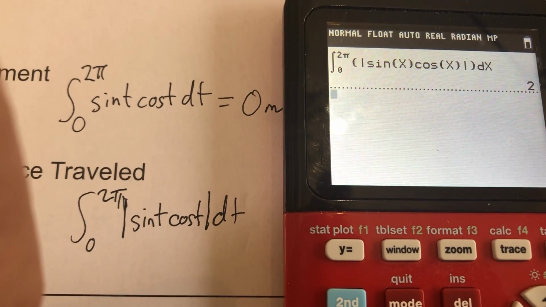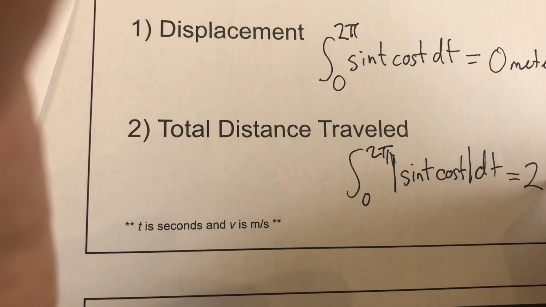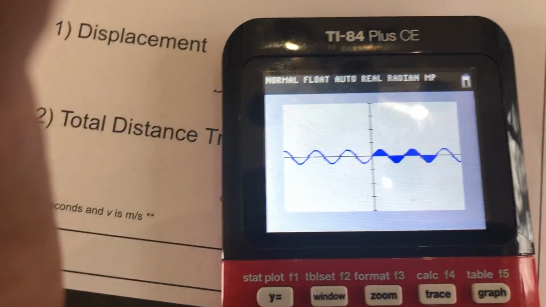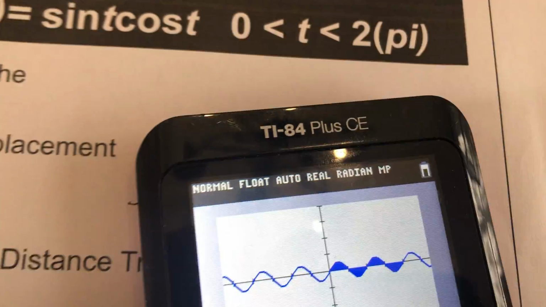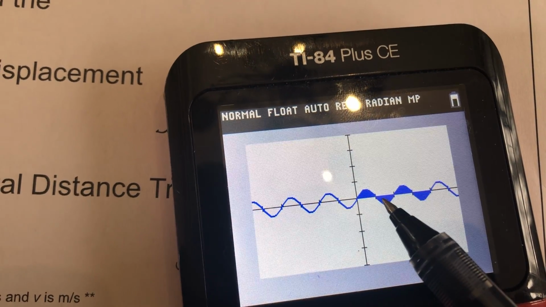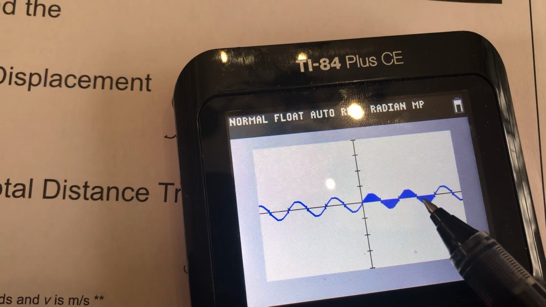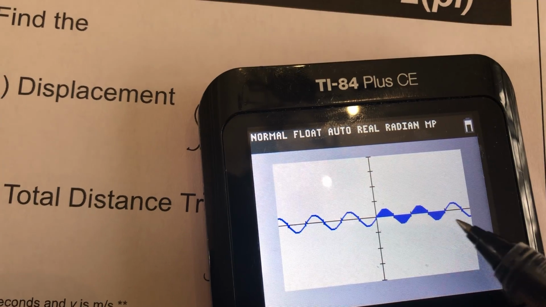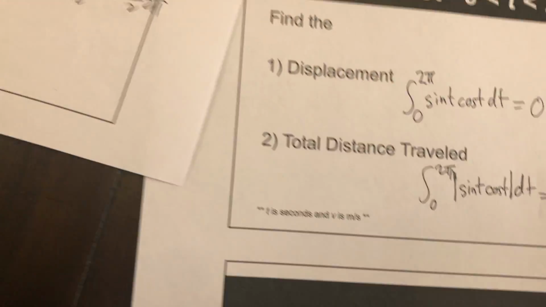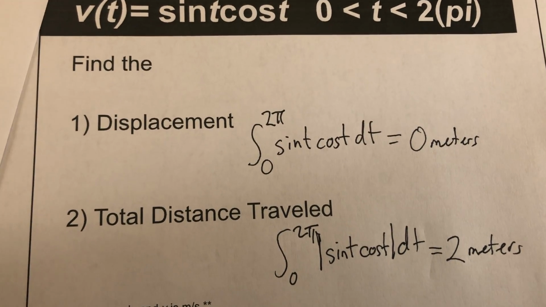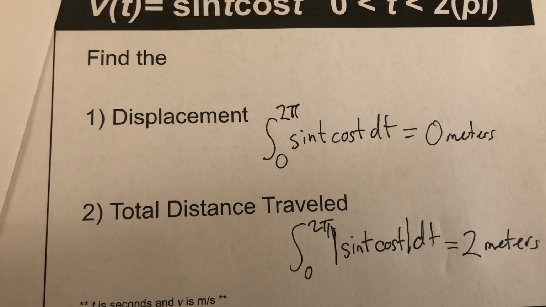Looks like 2. So how far did it travel? 2 meters. So if we go back and look at our graph and kind of really tell what's happening here, the object went positive 1/2 meter forward, 1/2 meter backward, 1/2 meter forward, 1/2 meter backward for a displacement of 0, but a whole distance of 2 meters traveled. So it's nothing really new from yesterday or a couple days ago. It's just doing the same thing with trig functions.